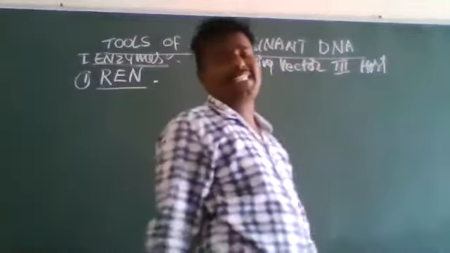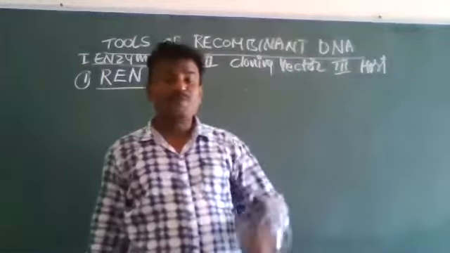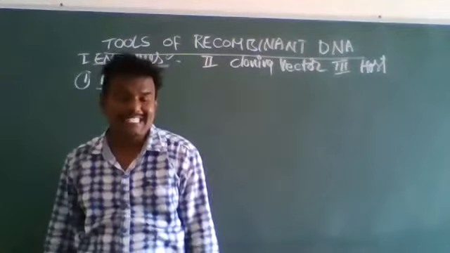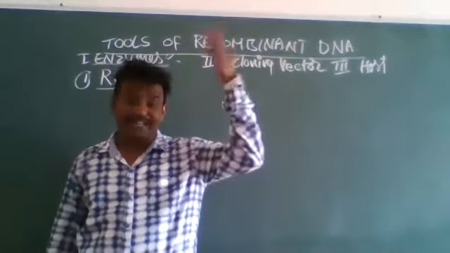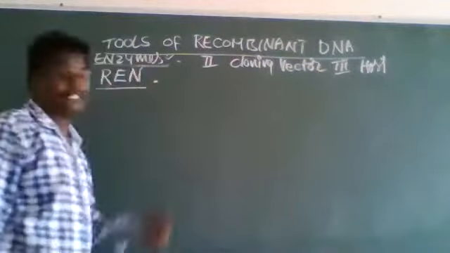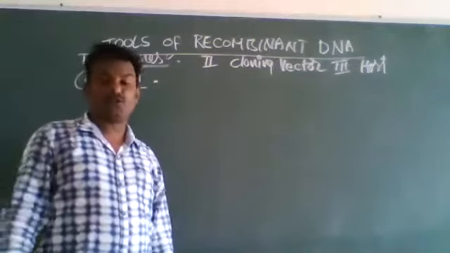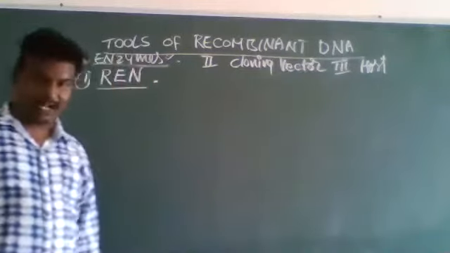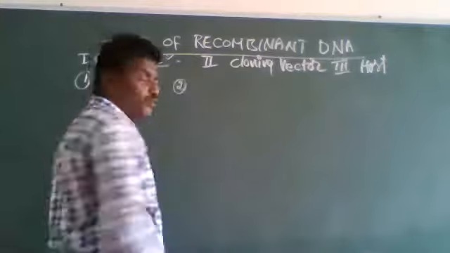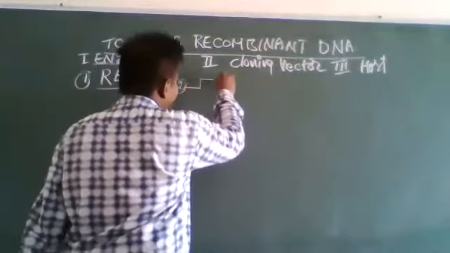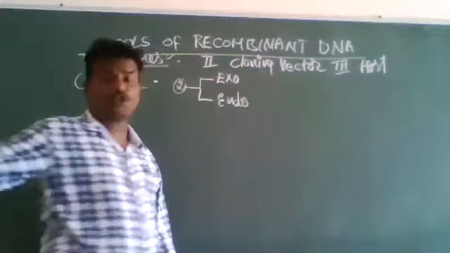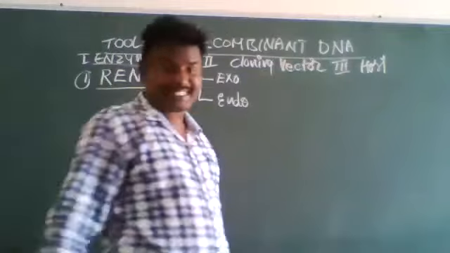Restriction endonuclease enzymes belong to two major classes. Actually, there are hundreds of them, about 900 different types, isolated from about 200 different strains of bacteria. Mainly they belong to two classes: one is exonuclease, another is endonuclease.